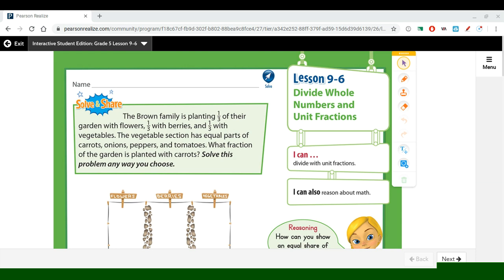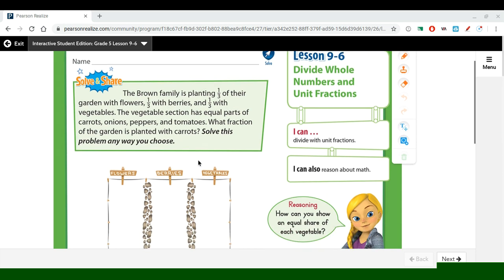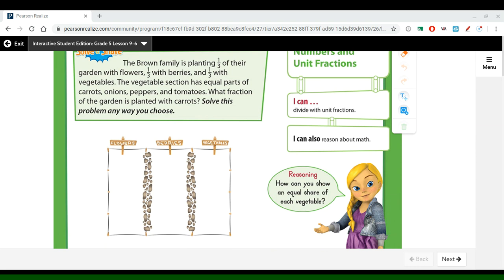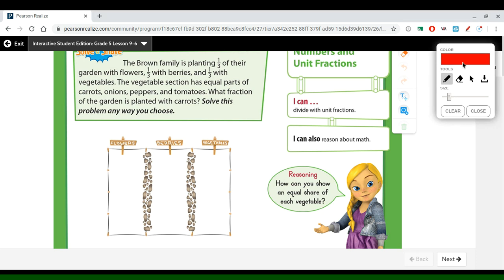where it says the Brown family is planting 1/3 of their garden with flowers, a third with berries, and a third with vegetables. The vegetable section has equal parts of carrots, onions, peppers, and tomatoes. What fraction of the garden is planted with carrots? So if we take a look at this, here's my first third, here's my second third, here's my third. So we're only looking at the vegetable garden. And so when we look at the vegetable part of the garden, that is going to be 1/3.